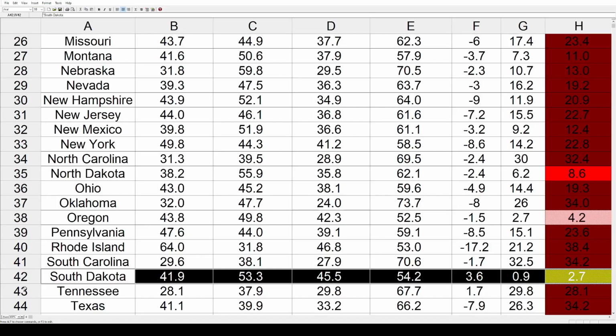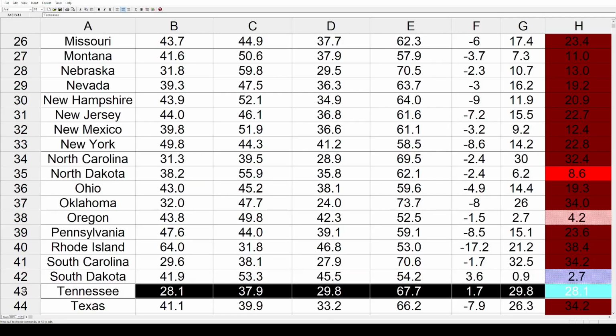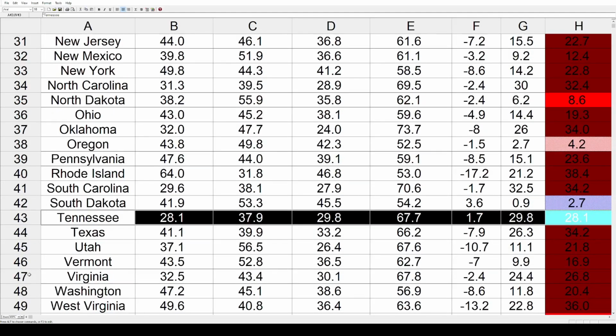The likely factor there was George McGovern. He was a U.S. Senator from South Dakota. He still lost his home state by almost 10, but that actually resulted in a shift toward the Democrats by 2.7. Tennessee, back hard toward the Republicans by 28.1.